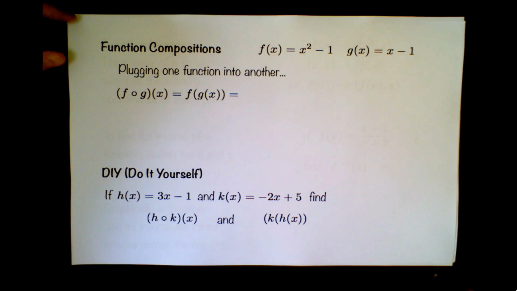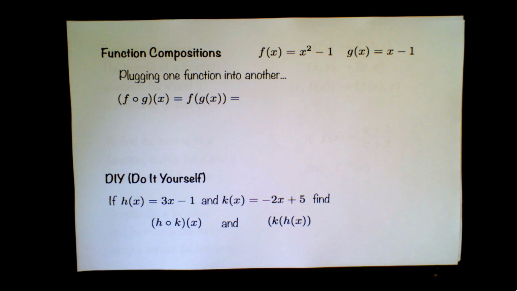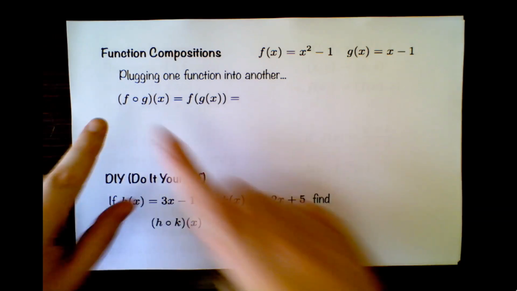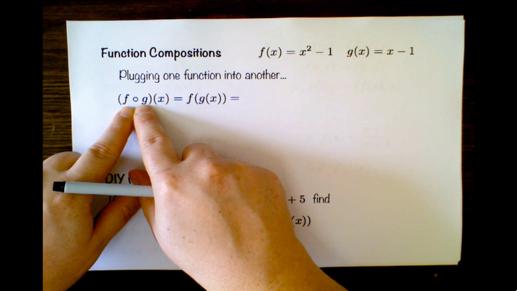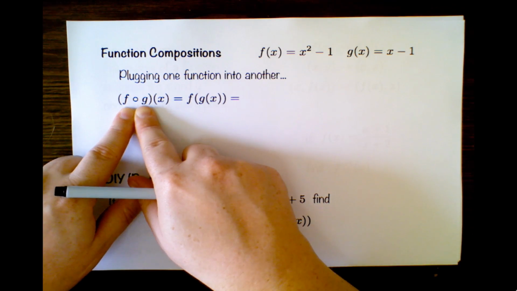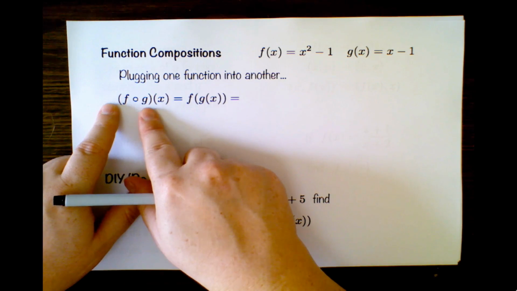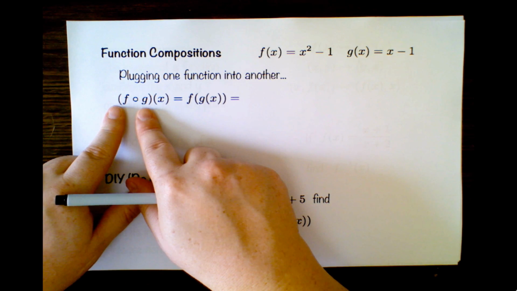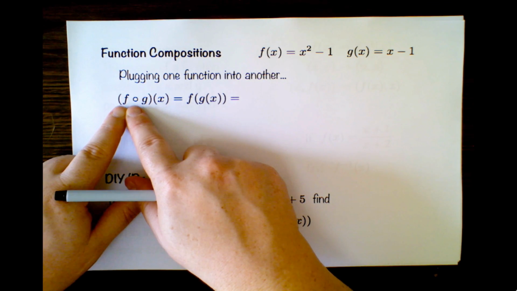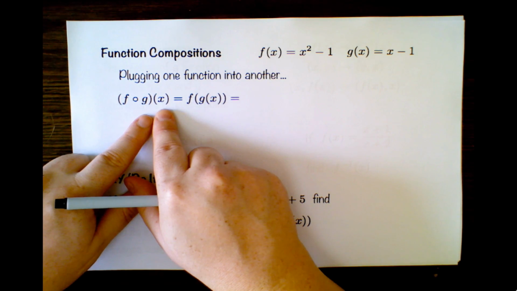Alrighty, function composition. Function composition is basically just plugging one function into another function. And there are two ways to write it mostly. This open circle in between them is not an O. It's a, I don't know, function composition circle. Some people do say "fog." Mostly they're kidding, but you would read this f of g of x.